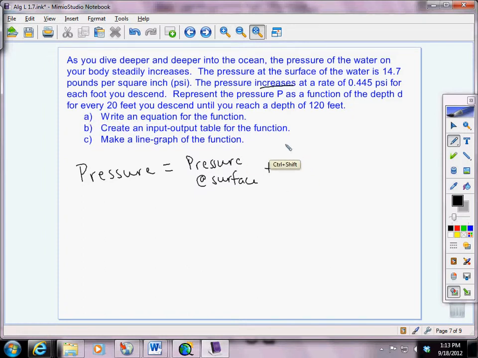Okay, so it's going to increase, and I apologize for the control shift. I'm not able to get rid of that, I don't believe. No, it won't let me.